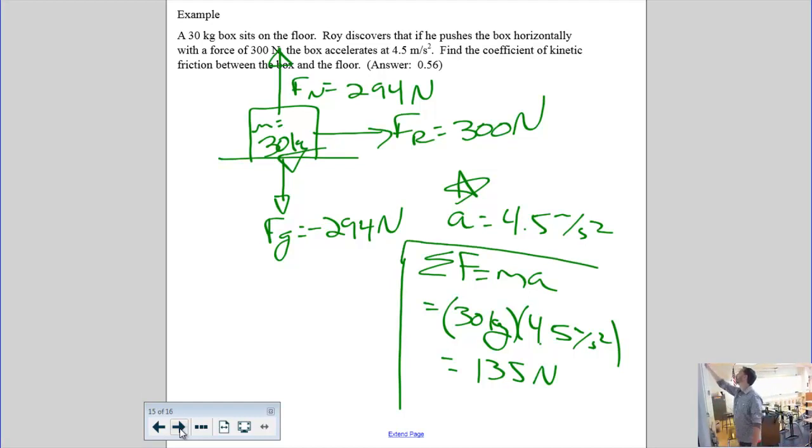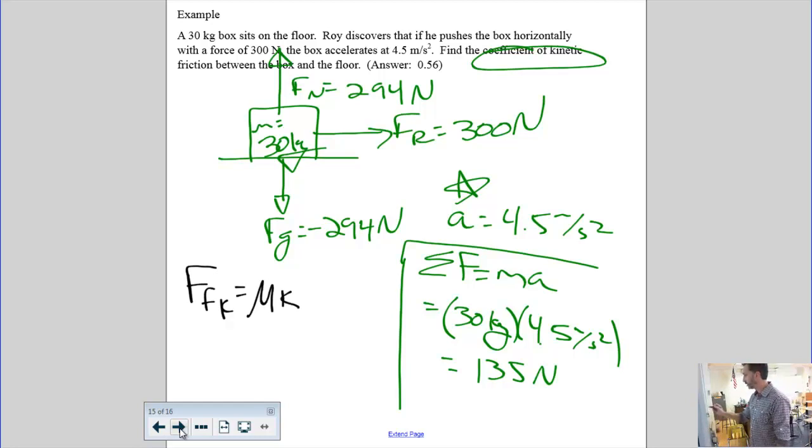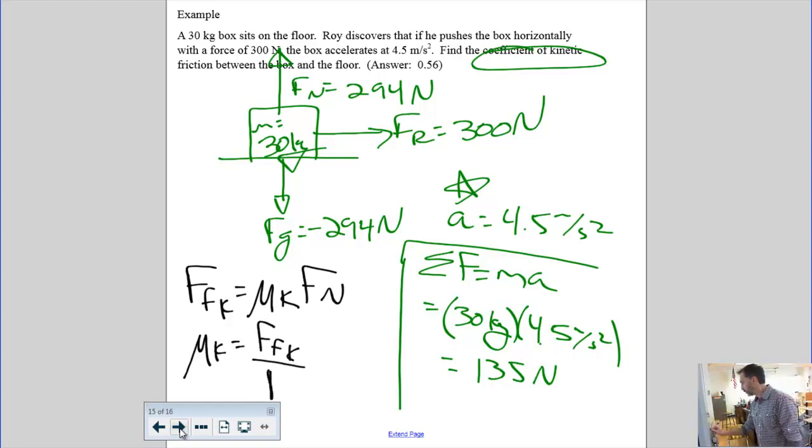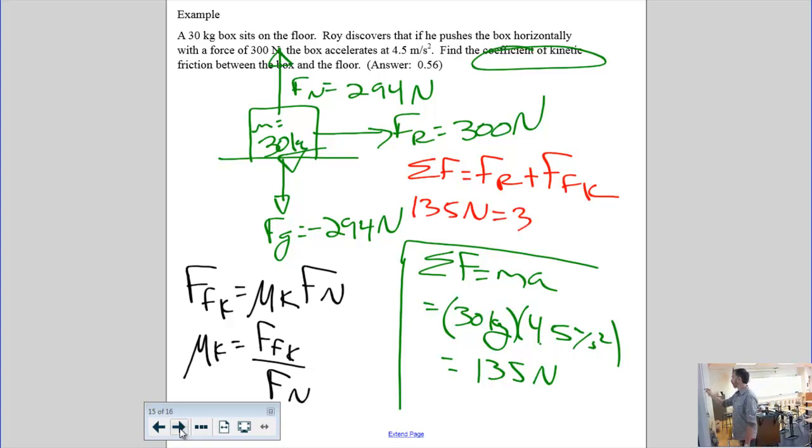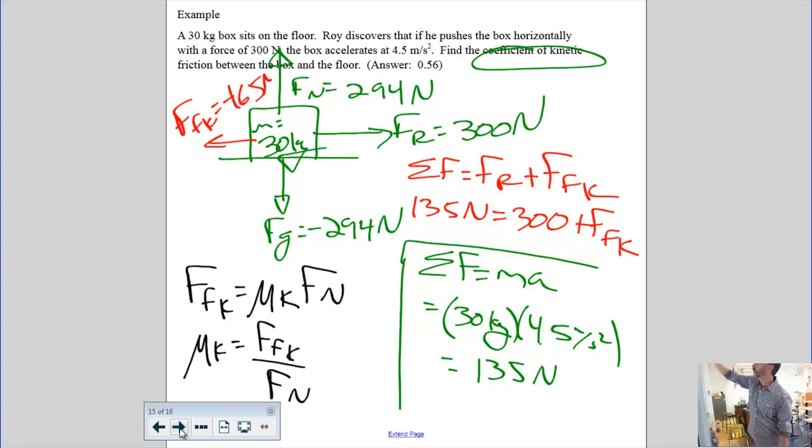So to find the coefficient of kinetic friction, I need to know, well, let's see. Here is what we know. We know that the force of kinetic friction is equal to the coefficient of kinetic friction times the normal force. So the coefficient is the force divided by the normal force, right? So we need to know our kinetic friction force. So I think we can do that, because what I know is this. I know that my net force is the force of Roy plus the force of kinetic friction. So 135 newtons is my net force. Force of Roy is 300. And I can solve for my kinetic friction, right? So subtract 300 from both sides, and I discover that my force of kinetic friction is negative 165 newtons.